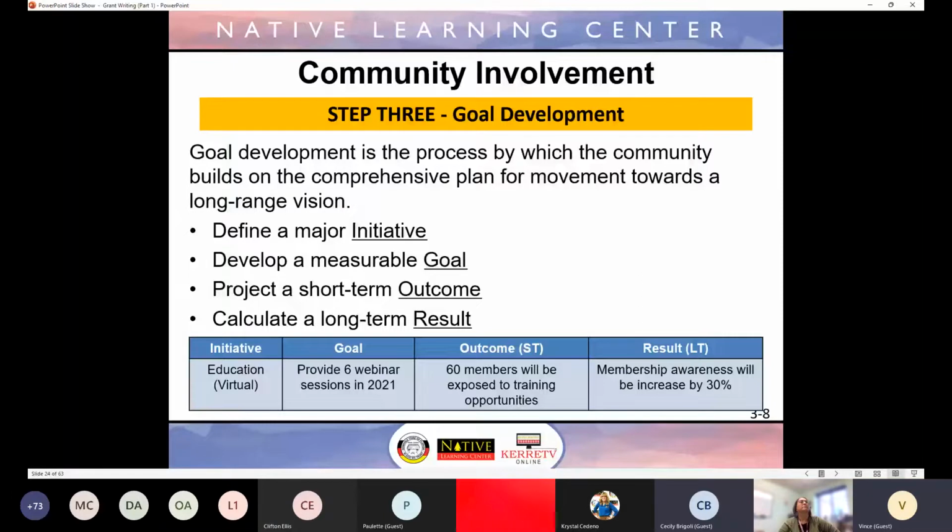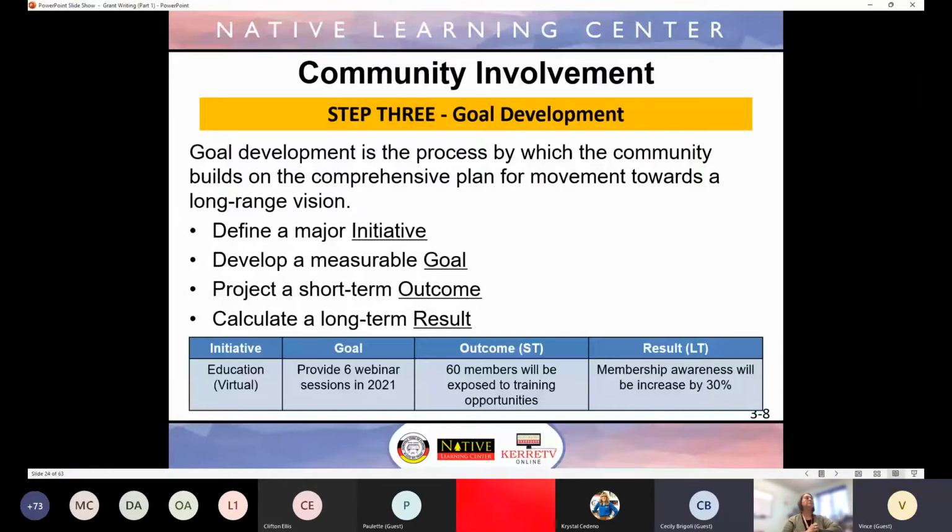Look at this matrix at the bottom from left to right. We're talking about change. This is a change mechanism. The initiative has a goal, right? It has an outcome in the short term, and the result, another word for it is percentage change within the organization. And what is the change? Membership awareness increase. That's a change in awareness. In this case, it's an increase.